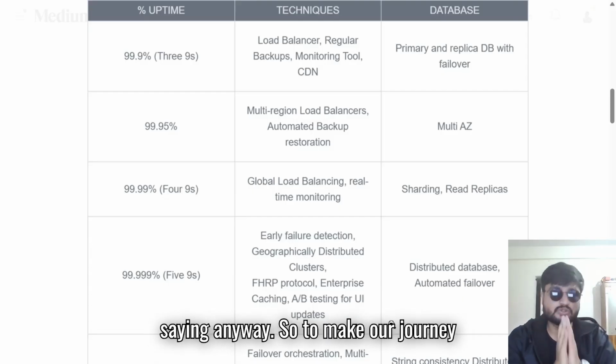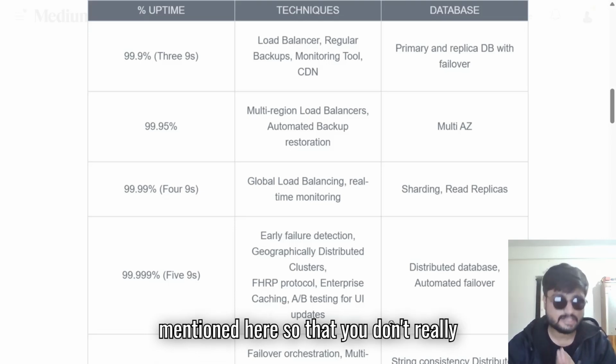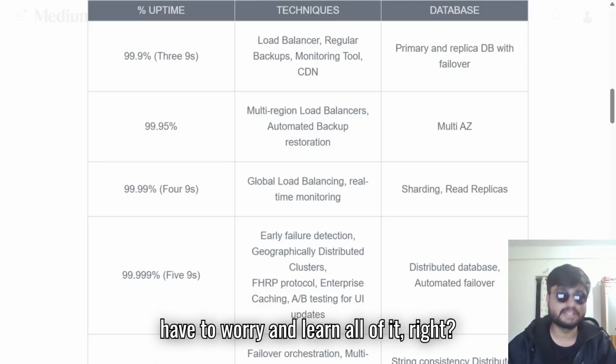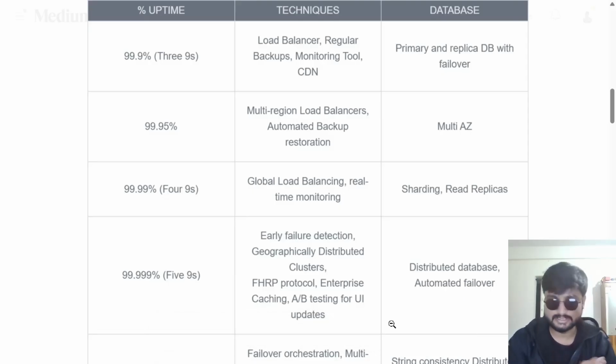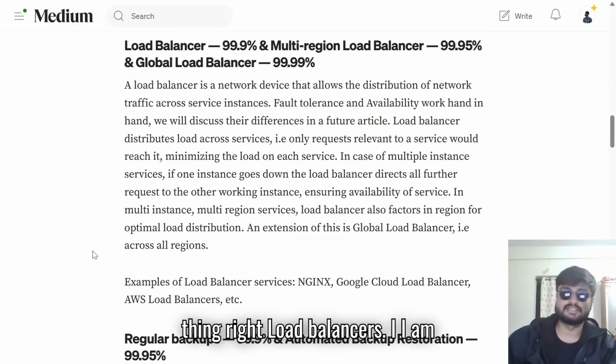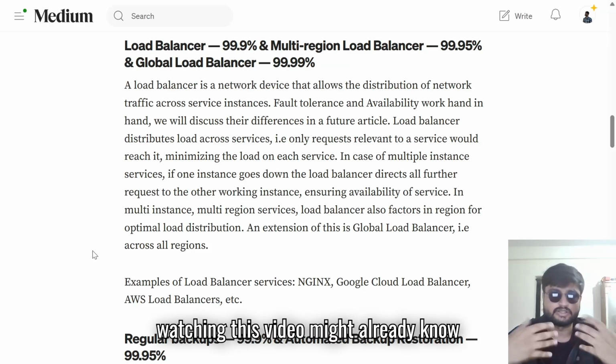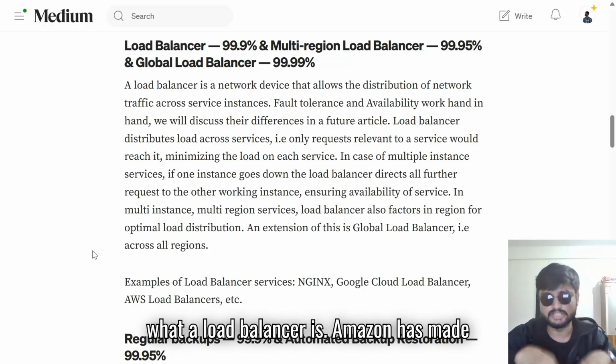Anyway, to make your journey easier, I am going to give you a brief of each of the technologies mentioned here, so that you don't really have to worry and learn all of it, right? All right, cool. So going to the first thing: load balancers. I'm pretty sure a lot of people watching this video might already know what a load balancer is.